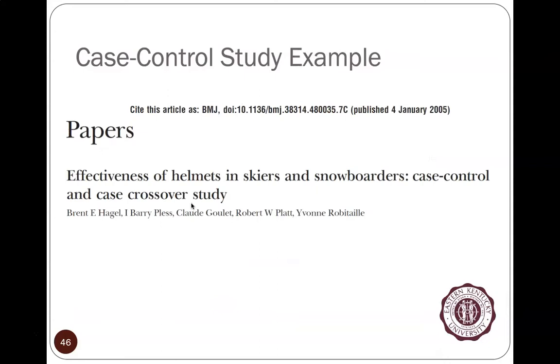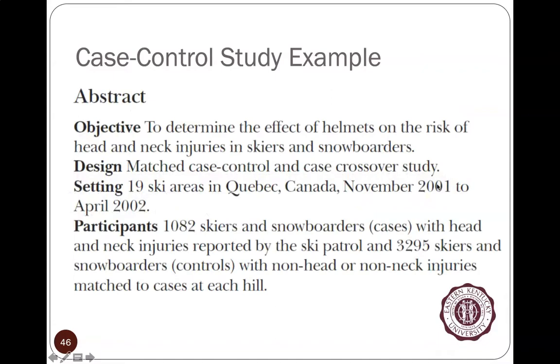In our example, I've given you one online of a case control design in Wuhan, or in China at least. It may have been in Wuhan if I remember. But here we're looking at the effectiveness of helmets in skiers and snowboarders. And this is a case control and case crossover design. So their goal here was to determine the effect of helmets on reducing, or the effect of helmet on increasing, the risk of head and neck injuries in skiers and snowboarders.